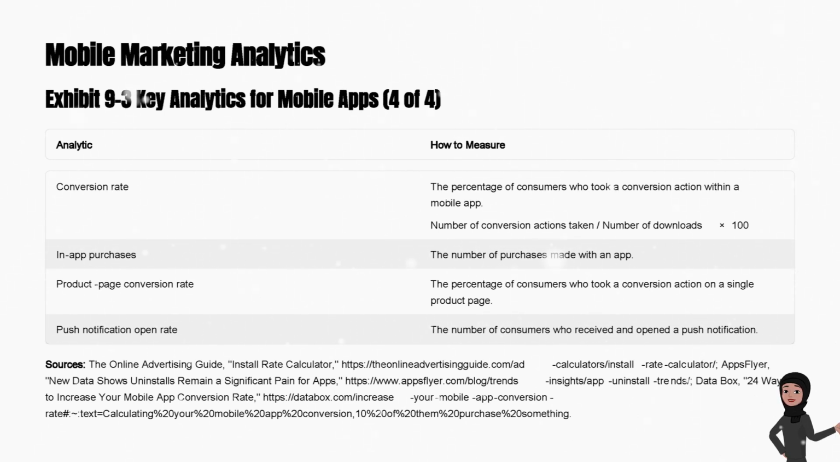Product page conversion rate looks more specifically at how many consumers take a conversion action on a single product page. Push notification open rate measures how many consumers received and opened a push notification. These metrics connect app activity to business outcomes. They help marketers determine whether users are not only engaging with the app, but also taking actions that support the organization's goals.